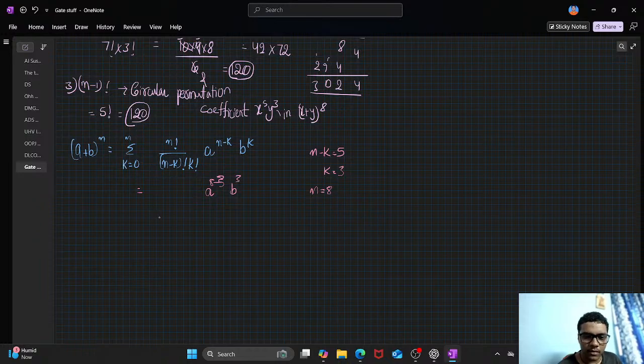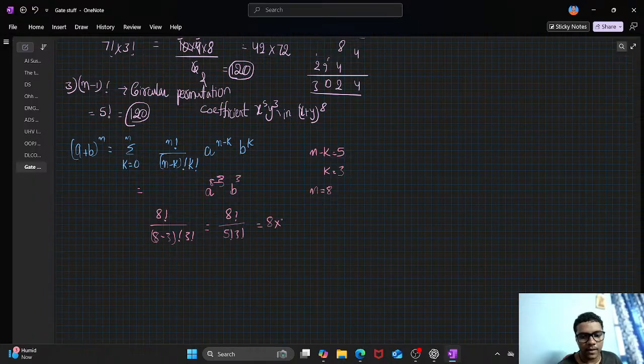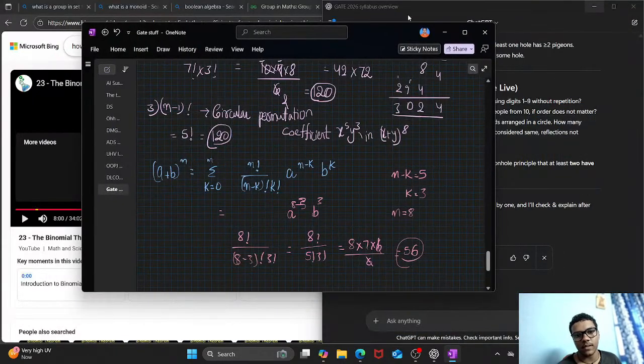And all you gotta do now is 8 factorial by 8 minus 3 factorial times k factorial, that is 3 factorial. So 8 factorial by 5 factorial times 3 factorial, so that is 8 into 7 into 6 by 6. That is 56. So this is as simple as that.